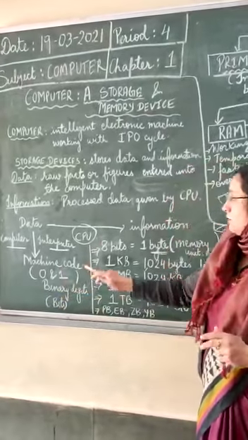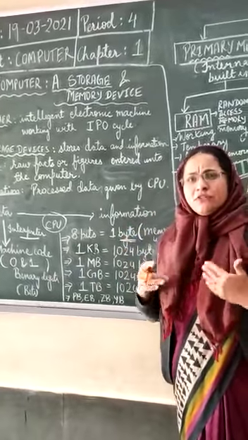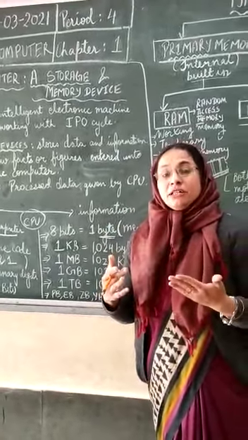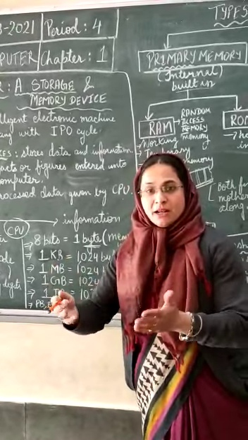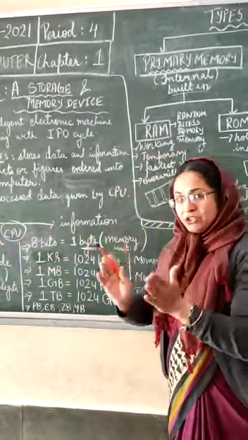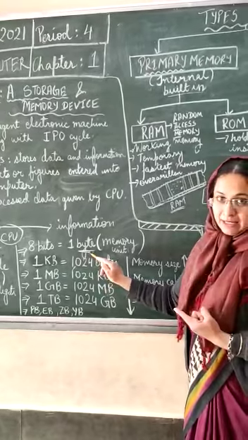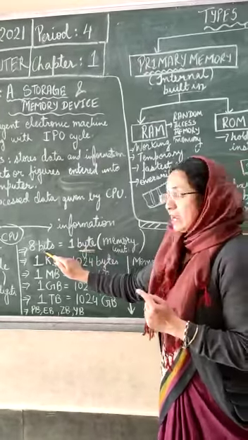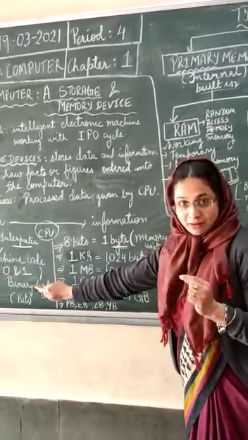Right children? Now we come to the memory. Anything which we can measure, we measure in the form of units, just like length and weight you measure in units like meter, kilometer, and kg and gram. So memory is also measured with the help of units, and the smallest unit is called a byte. Each byte is made up of 8 bits, 8 combinations of 0 and 1.